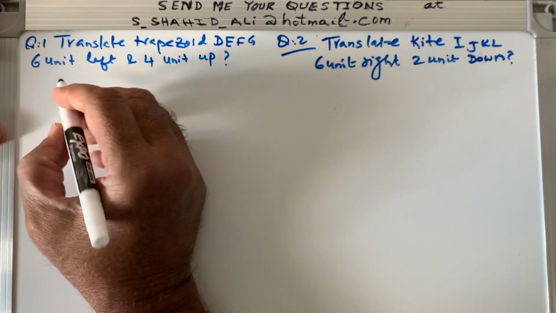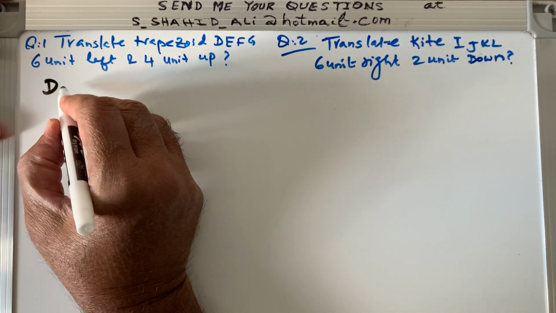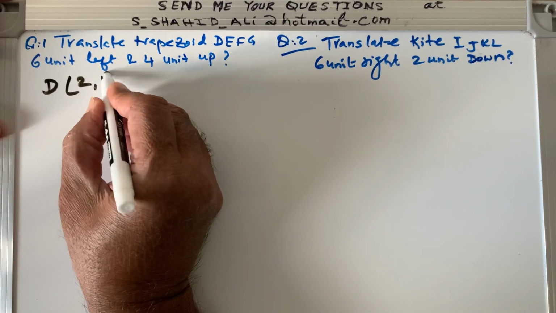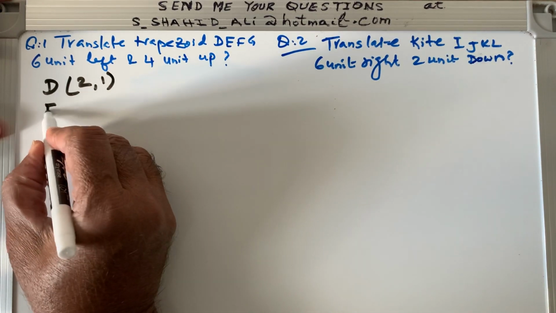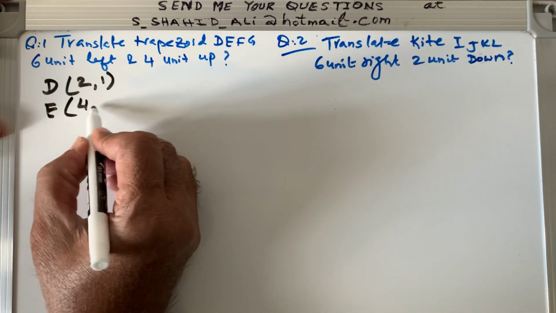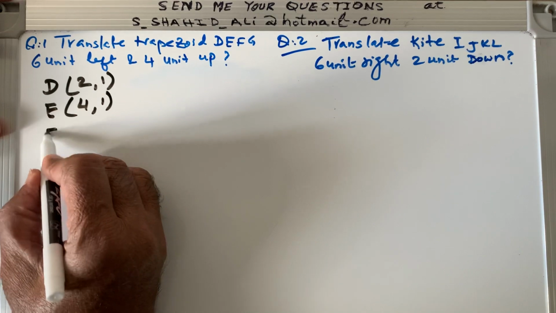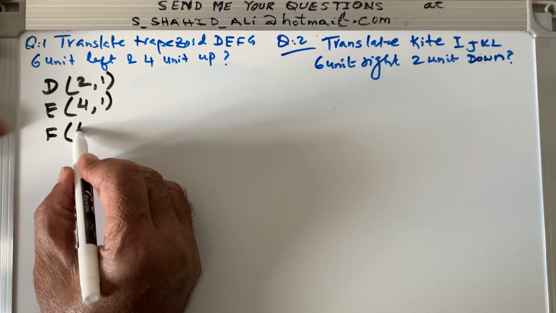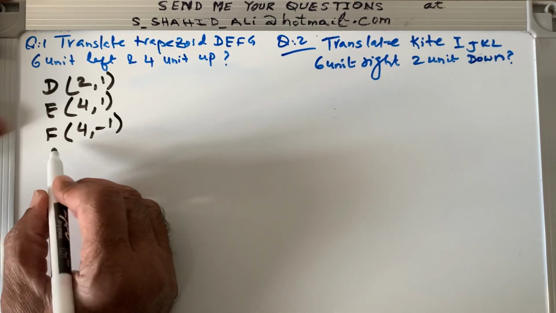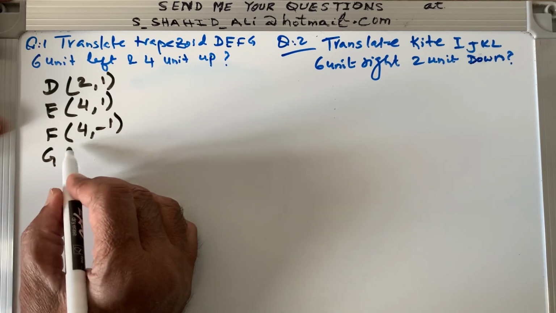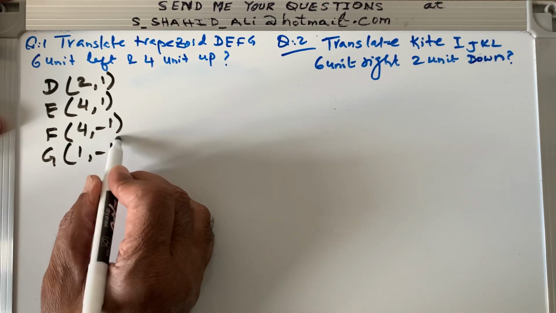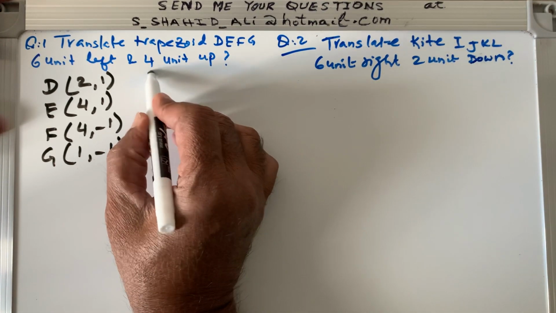So the coordinates are D (2, 1), E (4, 1), F (4, -1), and G (1, -1). So what will be the D dash?